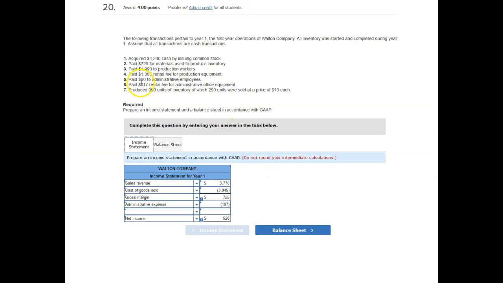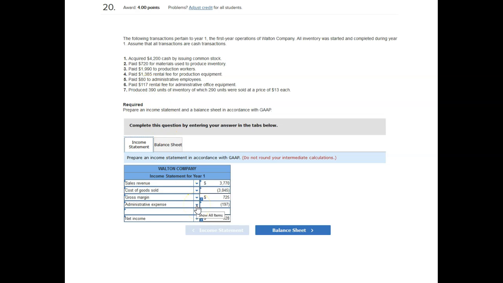Now let's take number 5, paid $80 to administrative employees. That is not a production cost. That is an administrative expense. Also paid $117 rental fee for administrative office equipment, another administrative expense. What we'll do is add 5 and 6, so $80 plus $117. That's where you get the $197 for administrative expense.